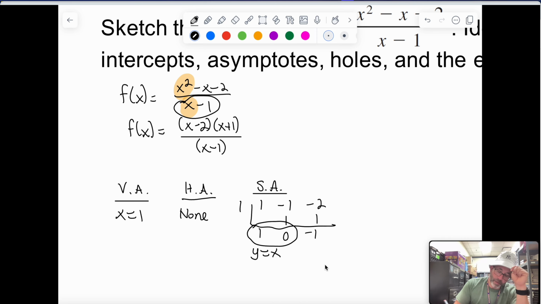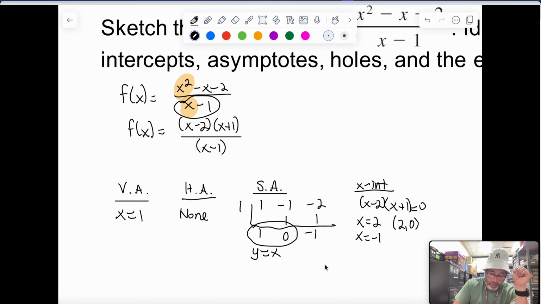Okay. My x-intercept is going to be the numerator. So that means we're going to have x minus 2 and x plus 1 is going to equal 0. So that means that x is equal to 2 and x is equal to negative 1. So we're going to be at (2, 0) and (-1, 0).